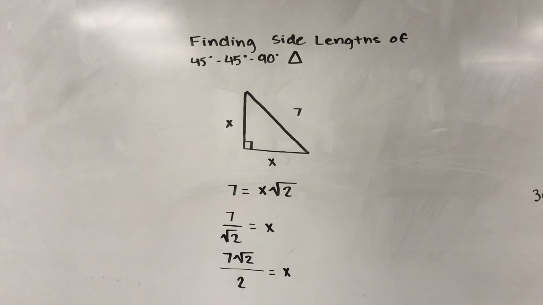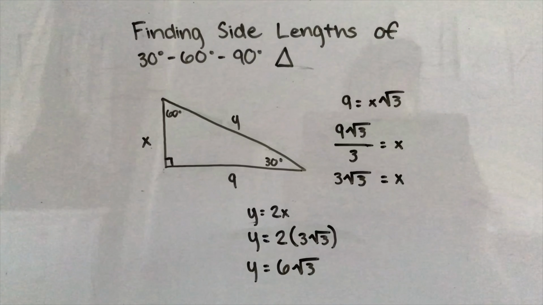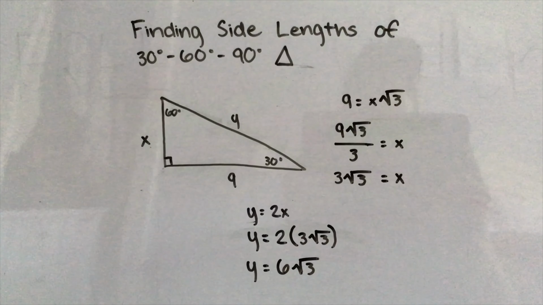When solving for 30-60-90 degree triangles, you are solving for 2 side lengths, x and y, rather than just x. To find the length of x, you would do the longer leg is equal to the shorter leg times radical 3. In this case, it would be 9 equals x times radical 3. And to isolate the x, you would divide both sides by radical 3, and your final answer should come out to 3 radical 3.